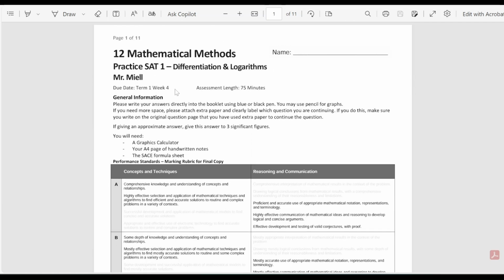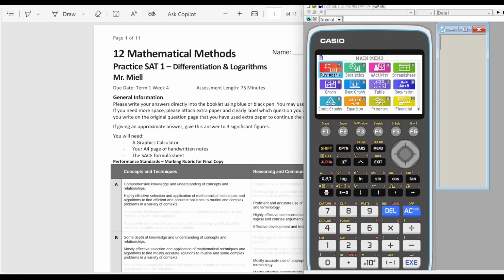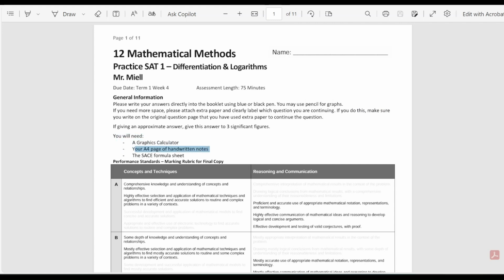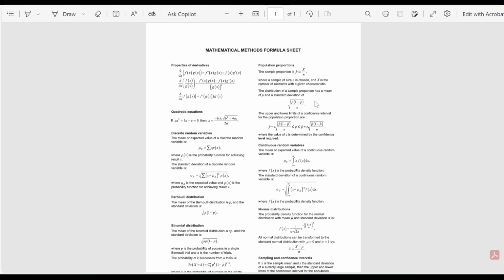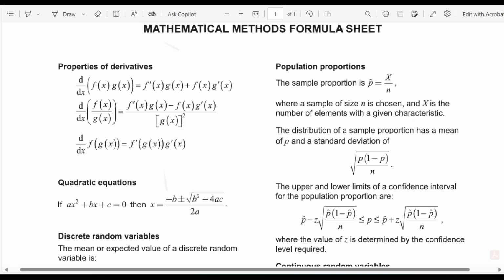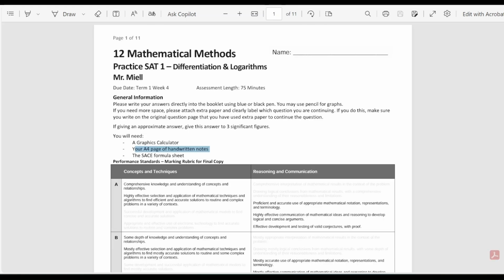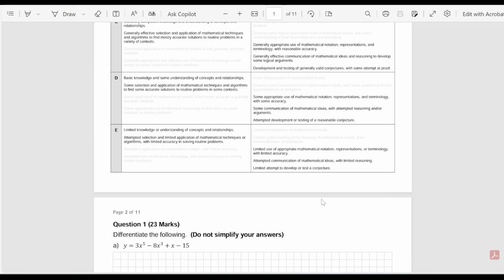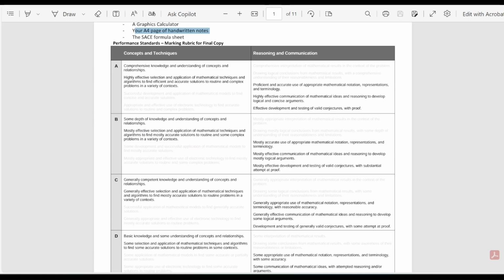In this video, we're looking at the solutions to the practice test for differentiation and logarithms. Make sure that you have yourself a graphics calculator, your cheat sheet, so your A4 handwritten notes, and also the SACE formula sheet for methods. Although the only thing that will really be useful on here are these three rules: product rule, quotient rule, and chain rule.